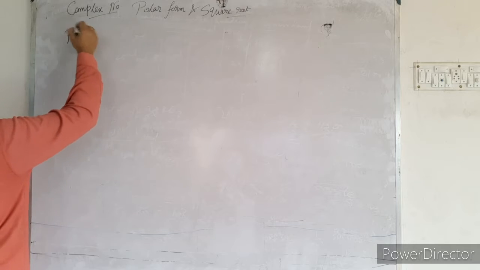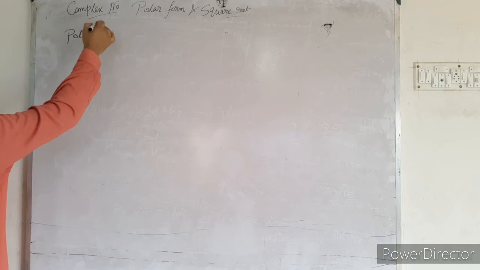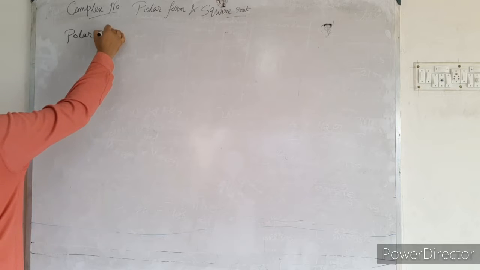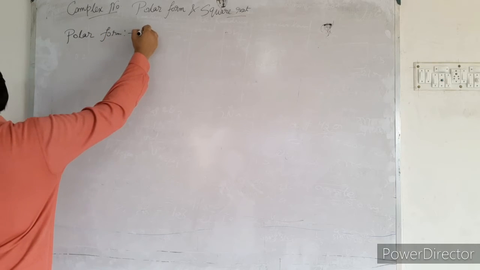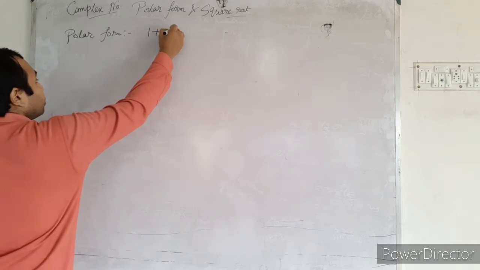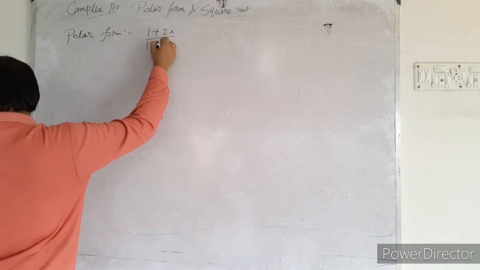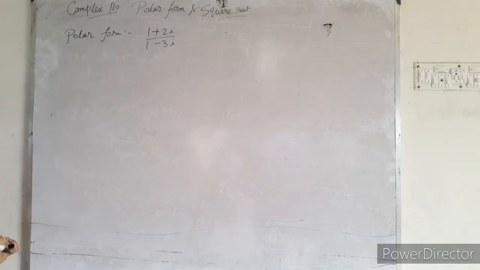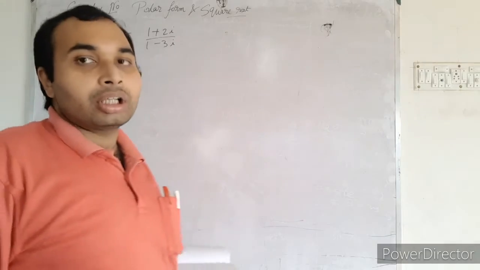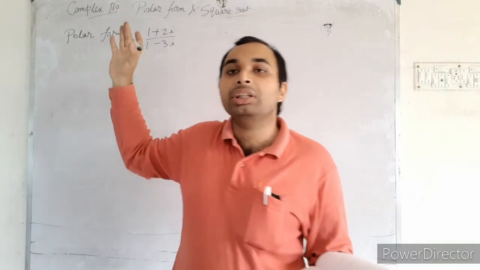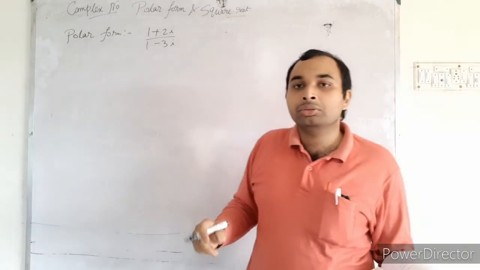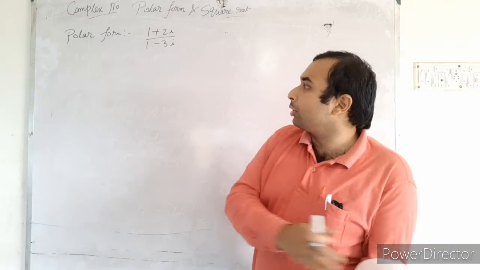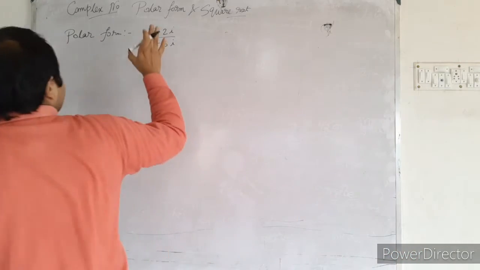You have to represent this one in the polar form: 1 plus 2i by 1 minus 3i. Actually, in that class I have not discussed this type of sum where the complex number is in fractional form. So we will discuss this one now. 1 plus 2i by 1 minus 3i.